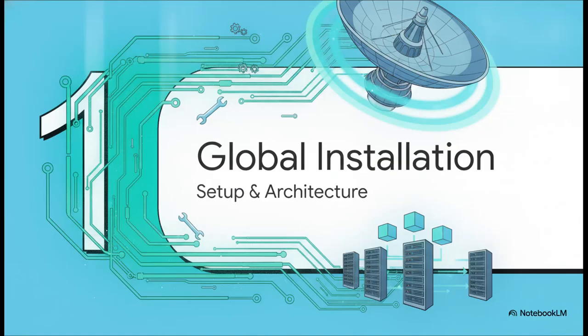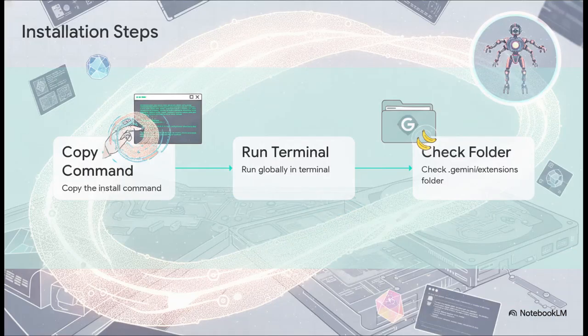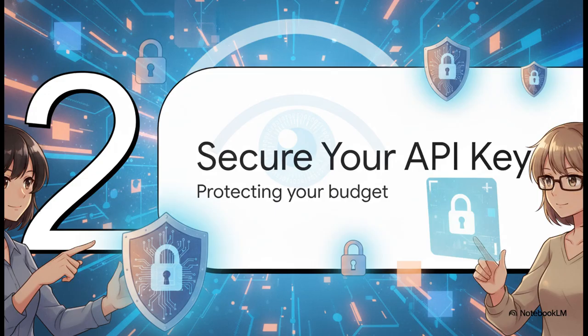Okay, part 1, installing the global extension. Let's look at the groundwork. So, when you copy that install command and run it in your terminal, you aren't just dropping a local package into one specific project. No, this installs globally, right into your .gemini directory. This basically means the Nanobanana tools stick around across every single project on your machine, effectively turning your whole computer into a universal AI asset generator. Pretty sweet, right? Moving on to part 2, securing your API key.